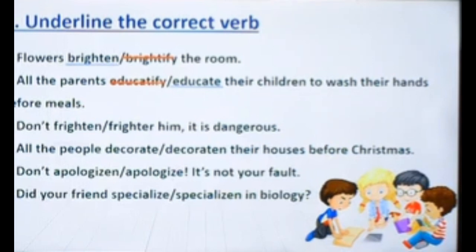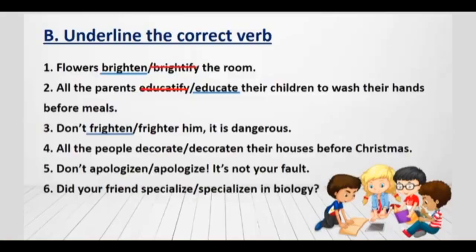Number 3, don't frighten or frightenify him. It is dangerous. Which one is correct? Of course, to frighten. And frightenify, no. Correct, and you can't find it in the dictionary. Number 4, all the people decorate or decorating their houses before Christmas. Which one is correct? Of course, to decorate. Suffix ATE.